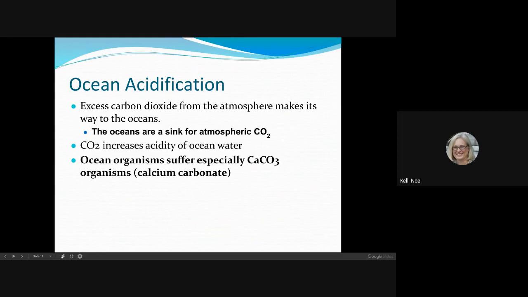So the next blank, carbon dioxide increases. Next blank is increases. And then the third blank, ocean organisms suffer, especially the calcium carbonate organisms. These are organisms that have shells. Acid is going to cause those shells to deteriorate. Last blank: ocean organisms suffer.